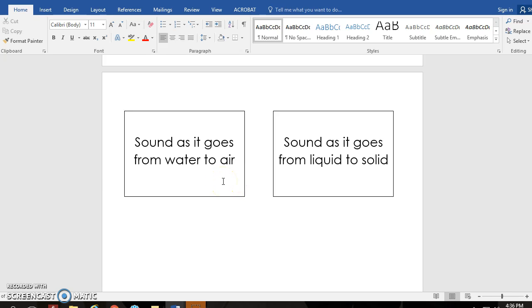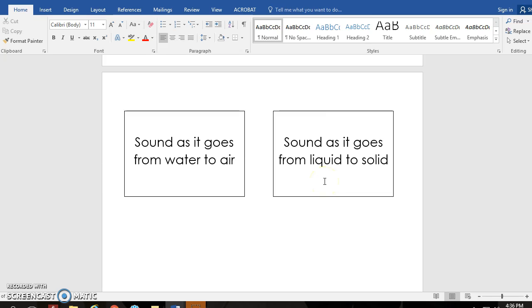Sound as it goes from water to air. Sound requires a medium, so we would have had to draw a wave that was going at a decent speed, and then when it hits the air, it would slow down. Air is less dense, so we talk about in our explanation how the air is less dense, molecules are further apart, there's more space between them, so the wave slows down because it takes longer for the energy to be transferred between the particles.